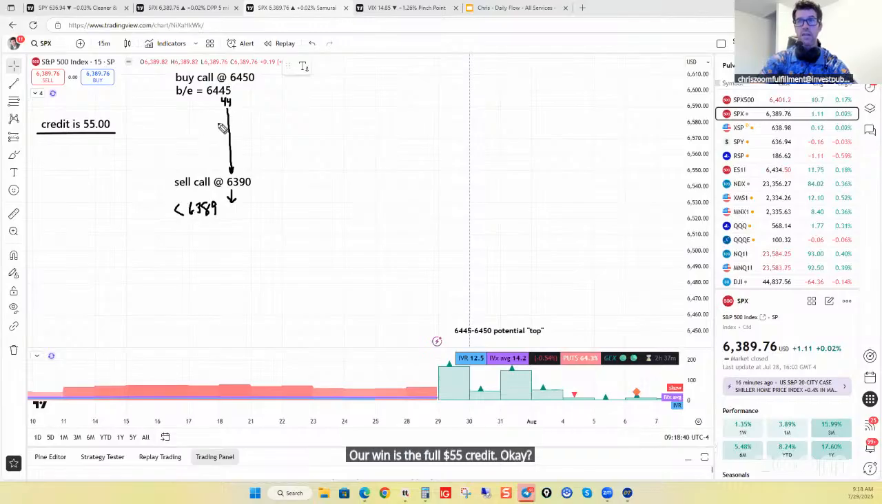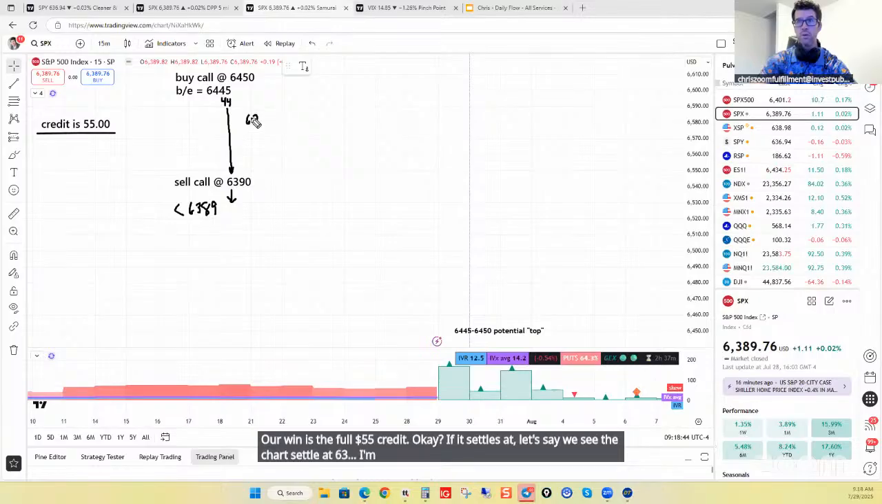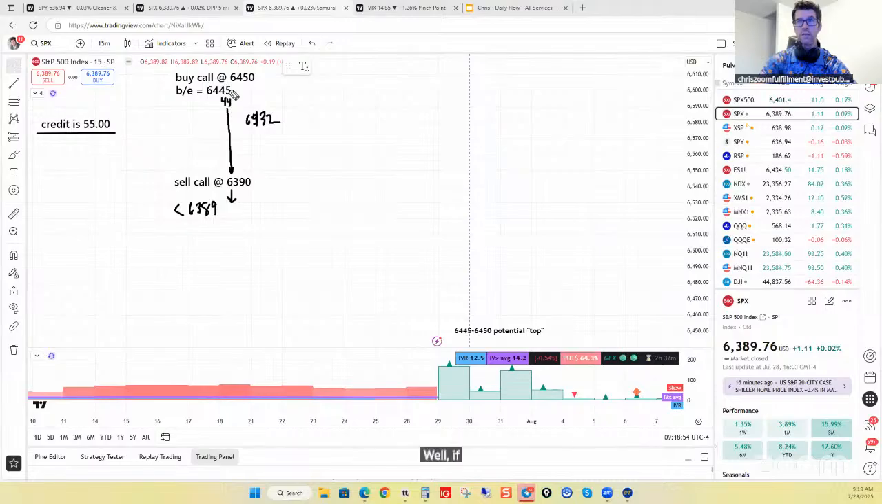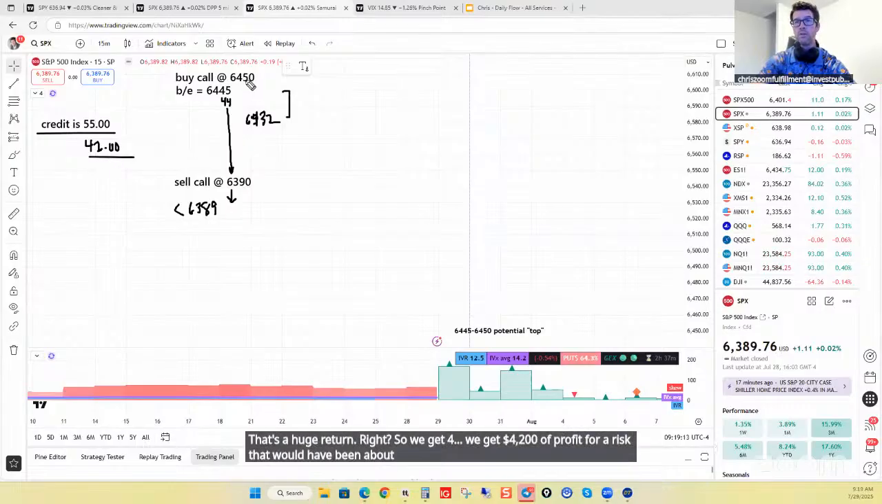Okay. If it settles at, let's say we see the chart settle at 64.32, well, if our break even is 45 and we're taking 13 off of that, we're going to settle this thing for $42 cash for a $5 risk. That's a huge return, right? So we get $4,200 of profit for a risk that would have been about $500.